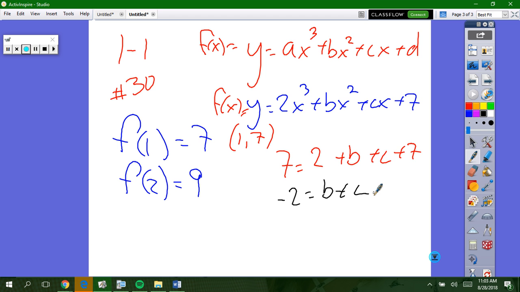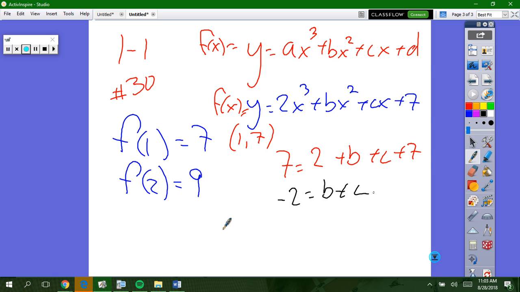Now, that's where these points come in. Okay, is that enough to help me find B and C? No. I need to have another equation. Can I have another equation? That's what this guy's for, right? He's going to give me another equation, isn't it? So remember, that's 2, 9, meaning 2 represents the x's, 9 represents the y values, correct?